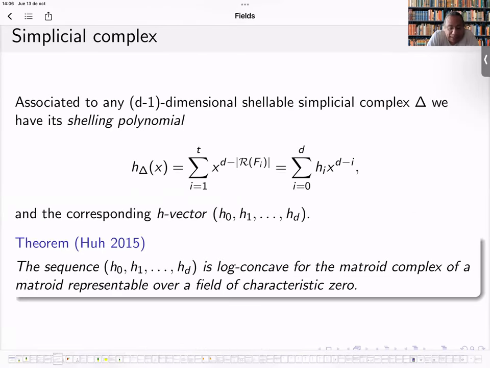Again, related to this seminar will be the result of Hu in 2015 that says that the h-vector is log-concave for a matroid complex that comes from a matroid representable over a field of characteristic zero.